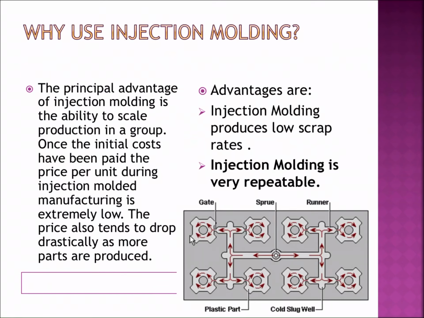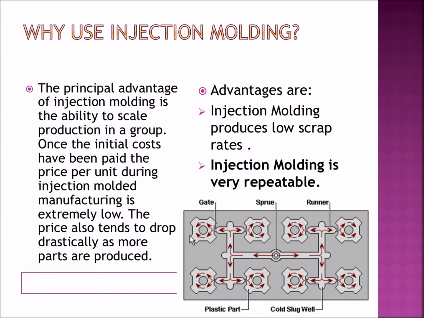Next one is why use injection molding. The principal advantage of injection molding is the ability to scale production in volume. Once the initial costs have been paid, the price per unit during injection molded manufacturing is extremely low. The price also tends to drop drastically as more parts are produced.